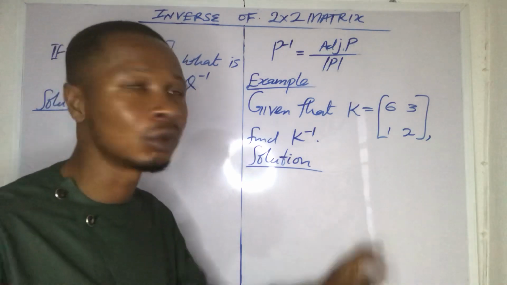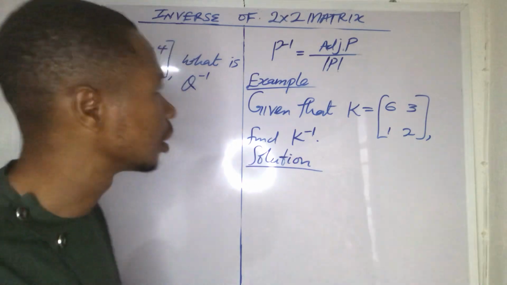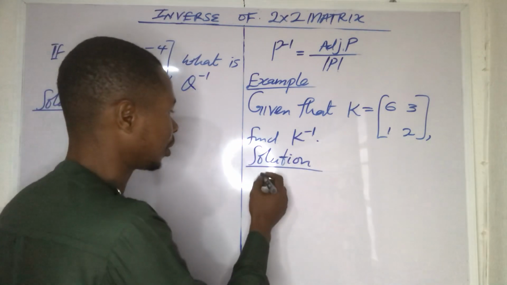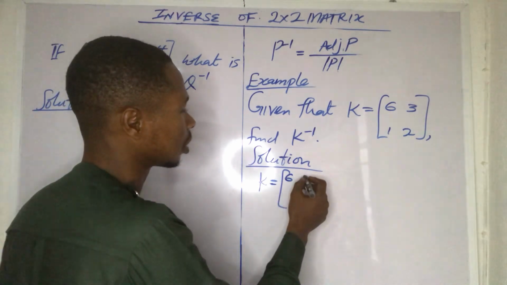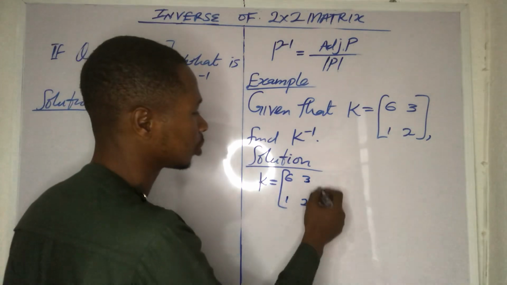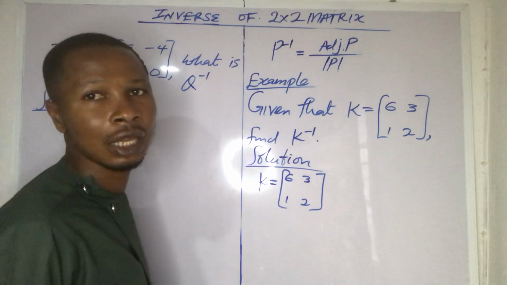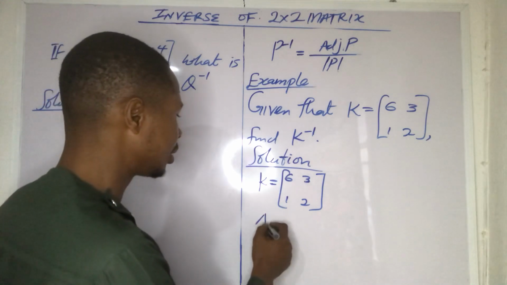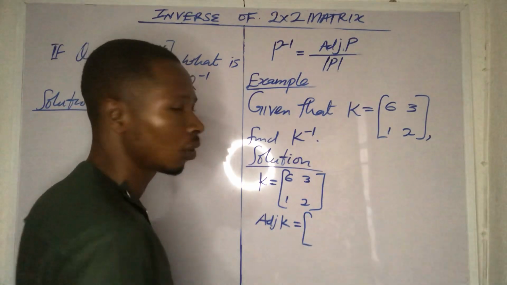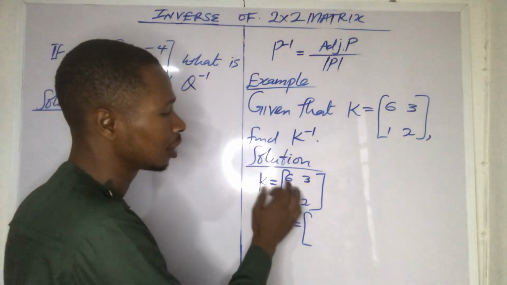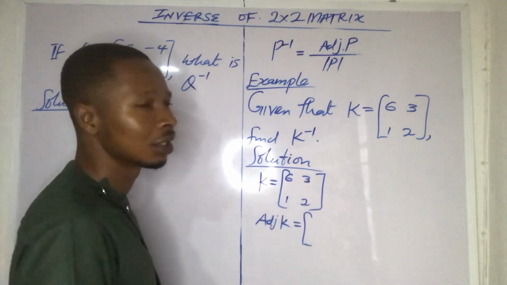Let's use this example to look at how to calculate inverse of a 2 by 2 matrix. Given that K is 6, 3, 1, 2. The first thing that I need to do is to find my adjoint of K. You recall, adjoint means that you change the position of the elements in the leading diagonal, then change the signs of the elements in the other diagonal.